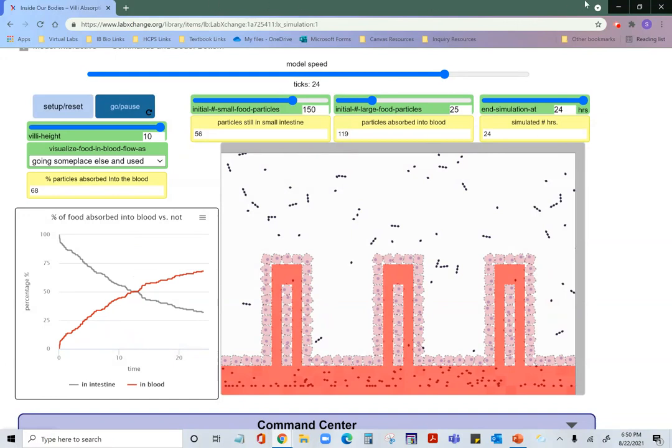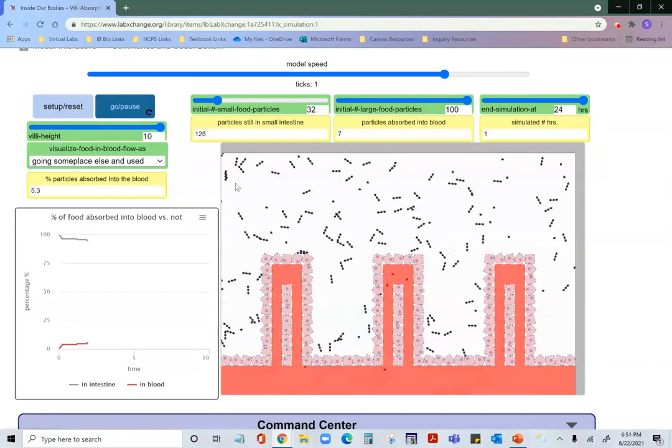All right, cool. So I'll give you the link. You can play with this. I just want to do one food chewing experiment. Let's say you don't chew your food very well, or your stomach is not very good at churning up food, or both. Let's just say lots of big food particles. Now we're going to keep our villi height the same, right? But let's see what happens.